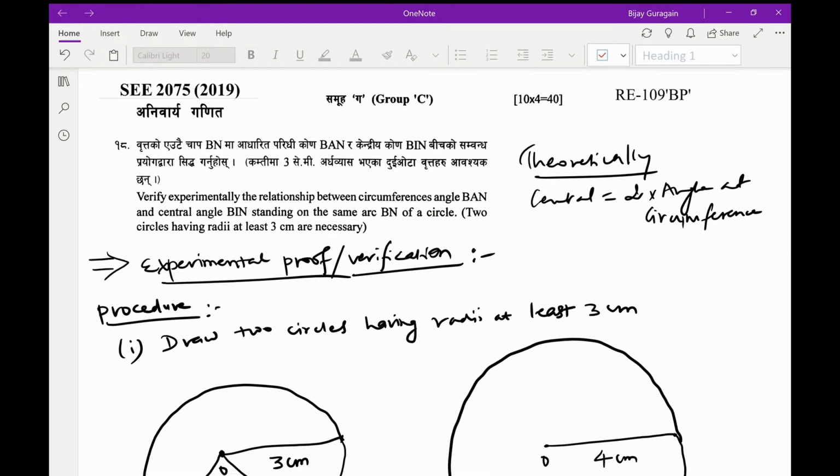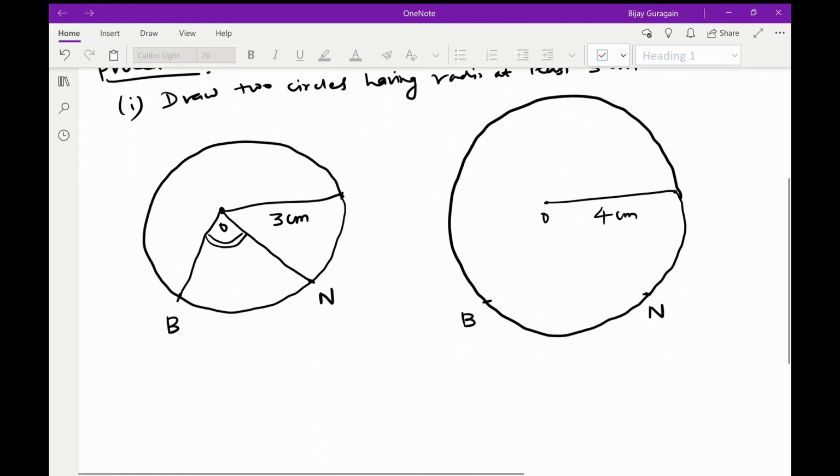Here the question has asked about the relationship between the circumference angle and the central angle. So let us assume this is a point on the circumference. We can call this circumference point C. Then let us draw another angle here on the circumference. Sorry, this is another angle BCN. So our central angle is BON and the other angle is BCN.